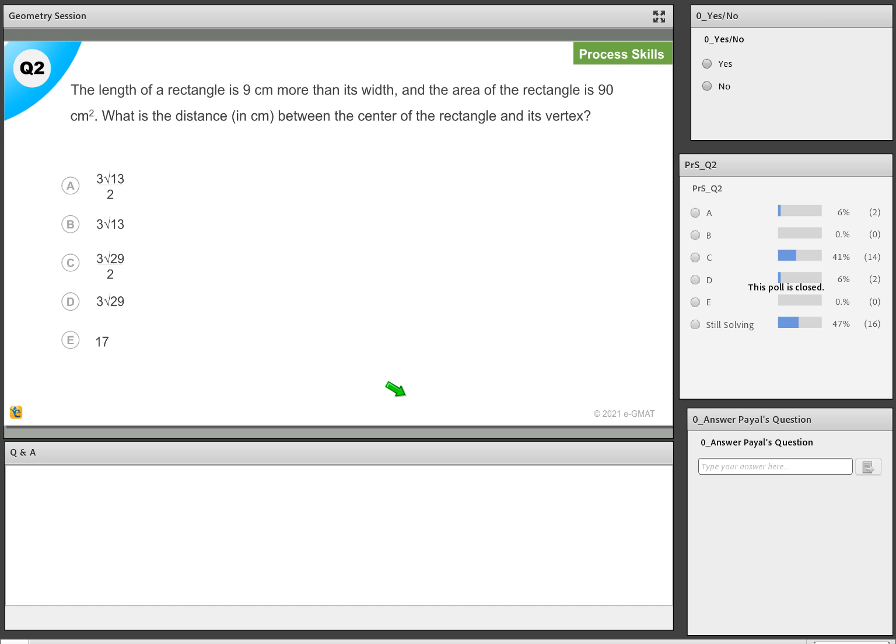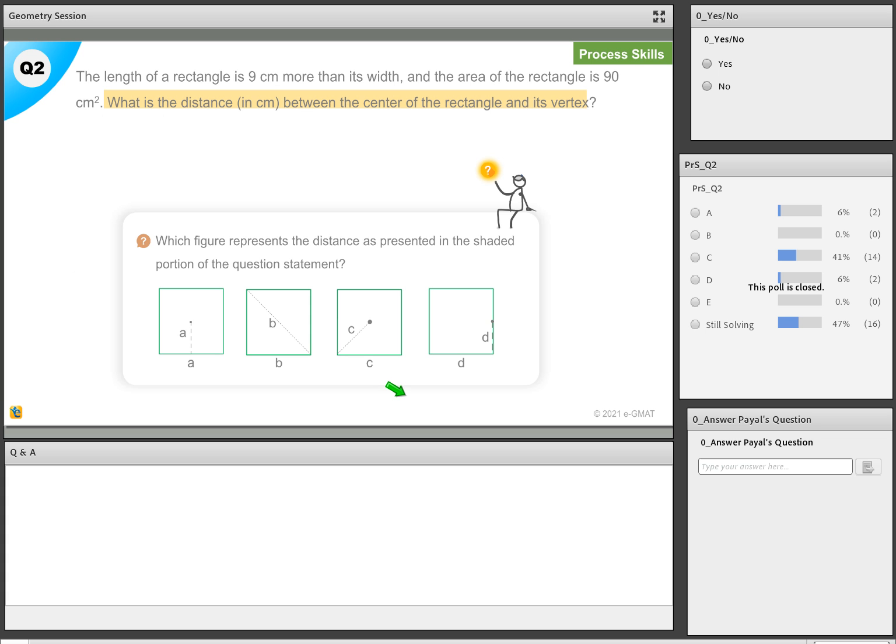So the correct answer is choice C. Let's go through this one here. Again, we're going to take it step by step and visualize or apply the appropriate process skills to solve this question. The length of a rectangle is 9 centimeters more than its width. So again, we know we need to do translation here, and the area of the rectangle is 90 centimeters square. What is the distance in centimeters between the center of the rectangle and its vertex?